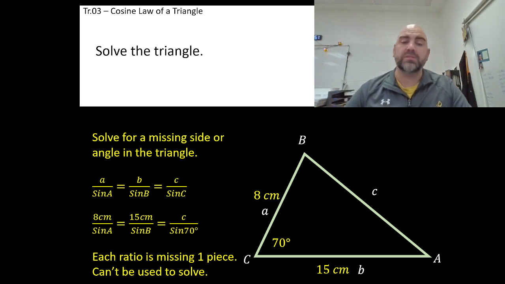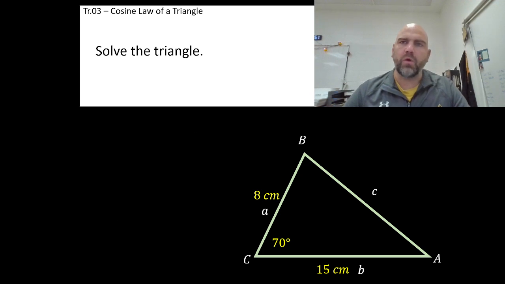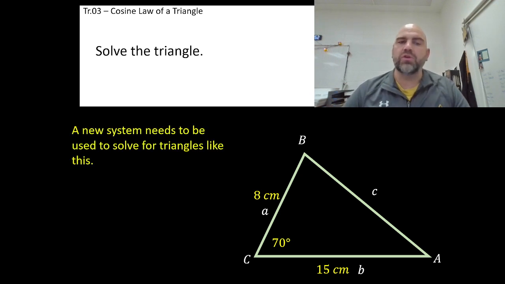If we knew what one of them was, we could. But because we don't, we cannot solve for it. And we can't just estimate or guess or try to figure out what it might be. We actually have to know what it's going to be for us to solve. So what that means is that we need a new system in order to solve for triangles like this. We can't use sine law. We have to use something else.